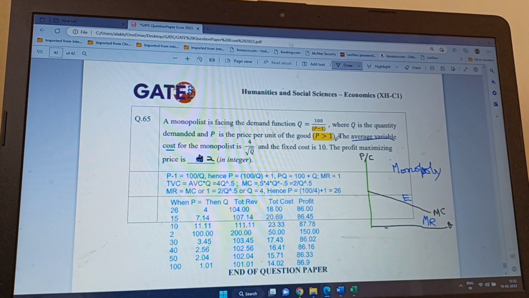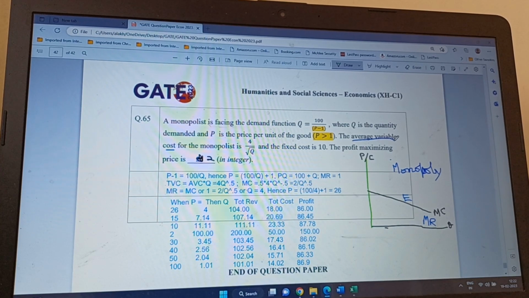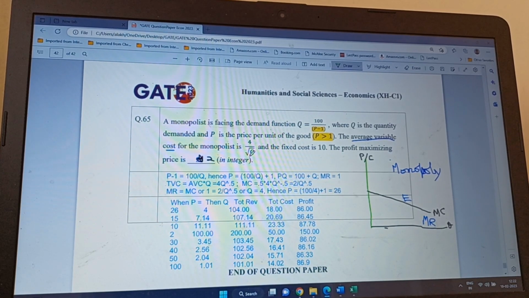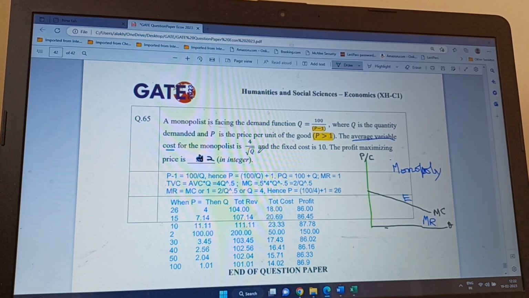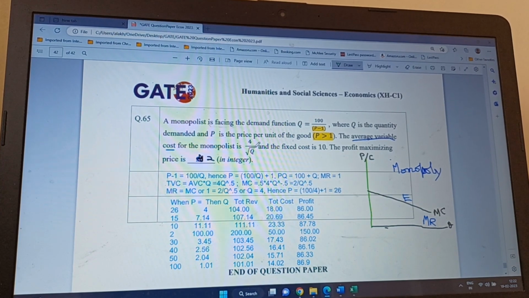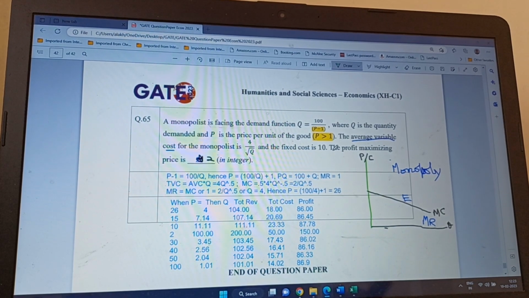P is actually greater than 1. Here is the hint that P must be greater than 1. The average variable cost of the monopolist is 4 by root Q, so it is a rectangular hyperbola. It is declining, and since average variable cost is declining, most likely marginal cost is also declining, and the fixed cost is 10. So the profit maximizing price is, now we calculate this.